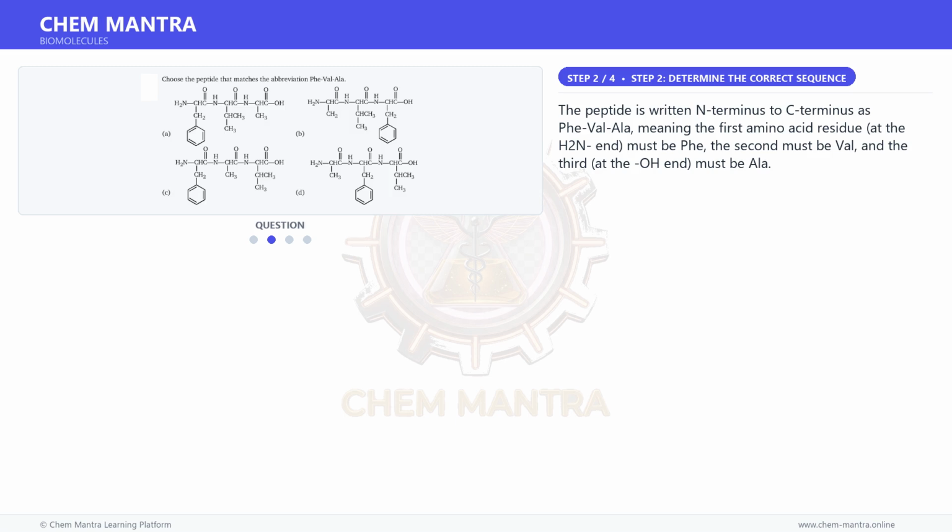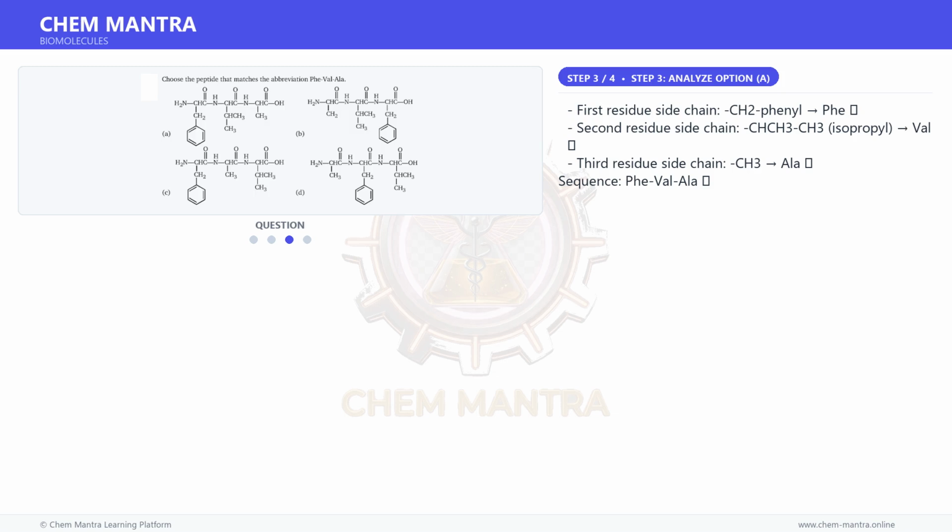The peptide is written N-terminus to C-terminus as phenylalanine, meaning the first amino acid residue at the H2N end must be Phe, the second must be Val, and the third, at the OH end, must be Ala. Moving on to the next step.